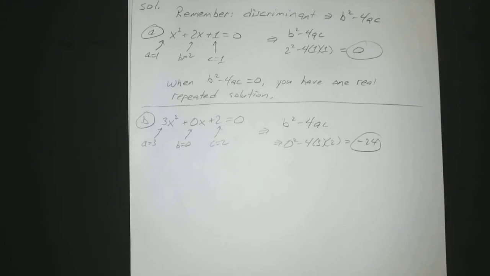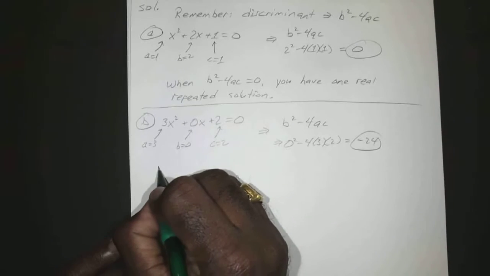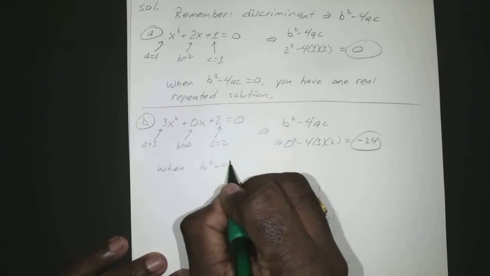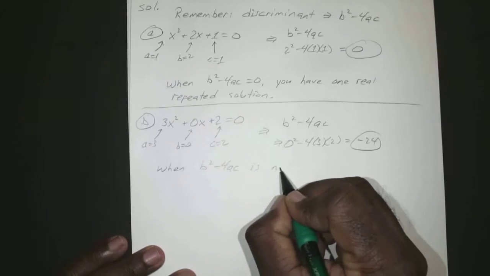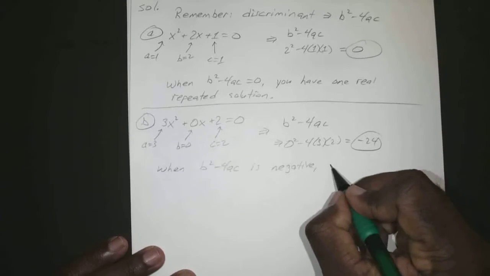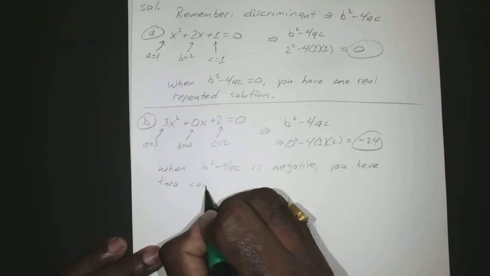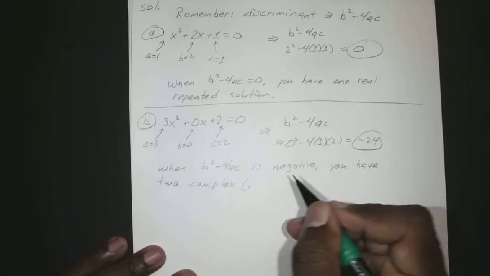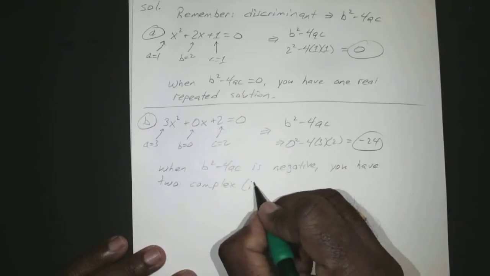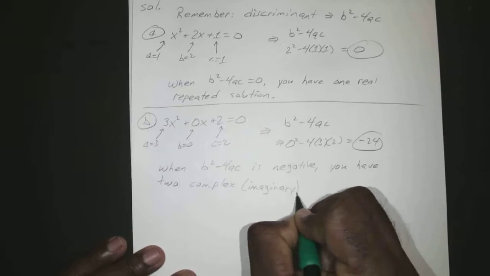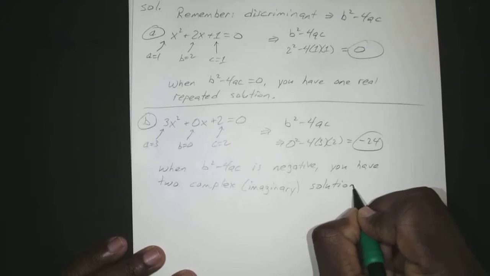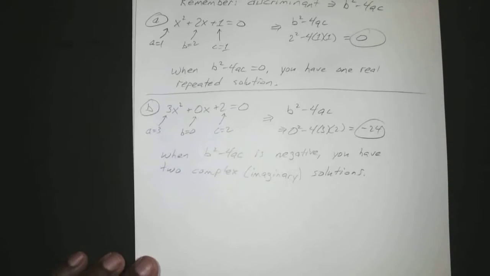Okay. So whenever you have a negative discriminant, you have two complex solutions or imaginary solutions. So when b squared minus 4ac is negative, you have 2 complex, or either complex or imaginary solutions. Any questions on that one?